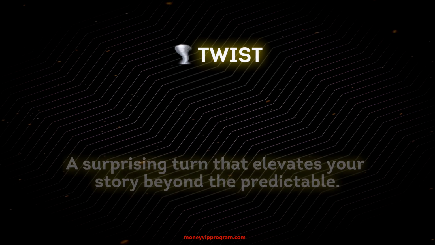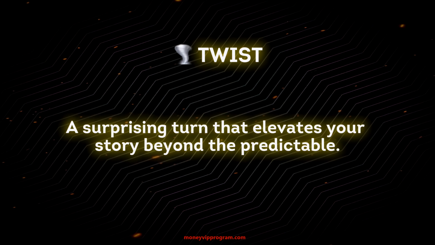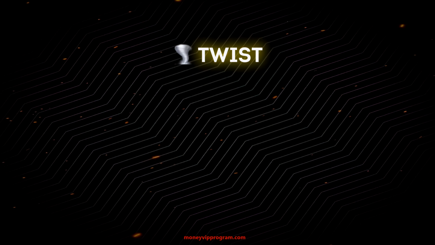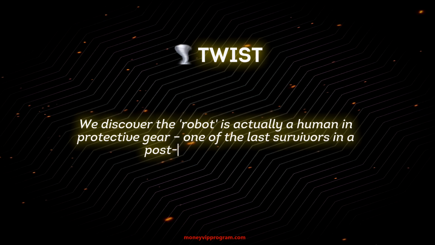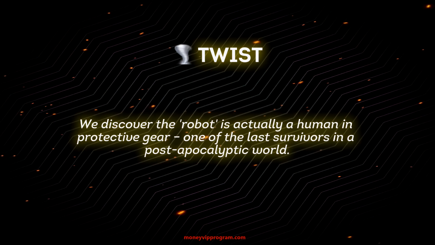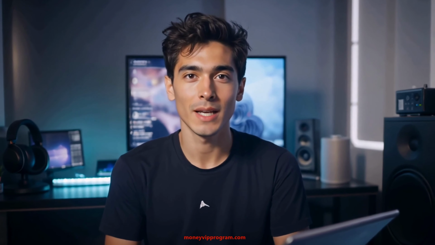Another powerful element of a good story is a twist element. A surprising turn that elevates your story beyond the predictable. From our robot example, we discover the robot is actually a human in protective gear, one of the last survivors in a post-apocalyptic world. Having a twist in a story is what makes some movies click and others don't. The more you surprise your viewers with unexpected turns of script, the more pleased everybody will be.